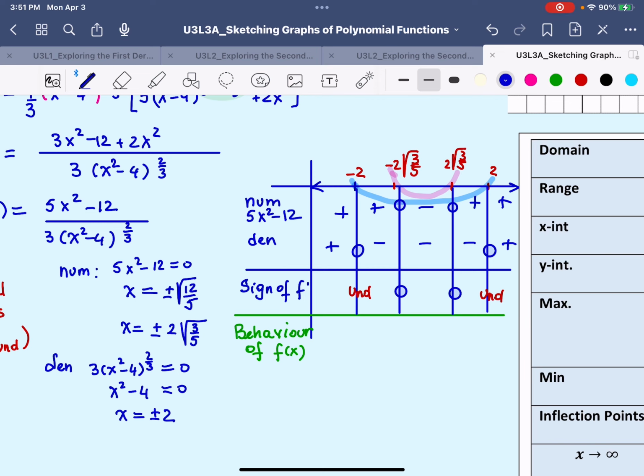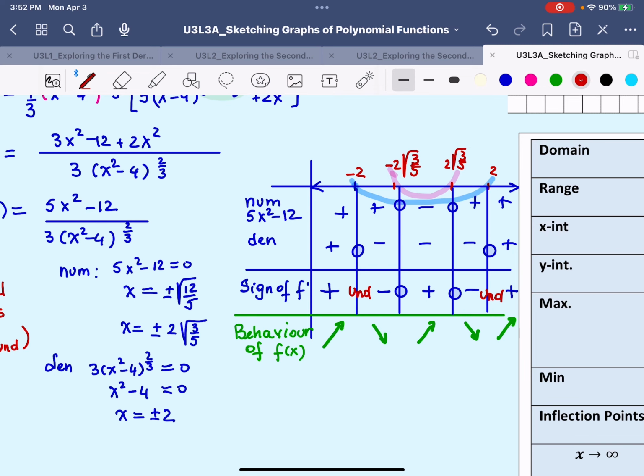So let's marry the signs together. Two positives will make a positive. A positive divided by a negative will make a negative. Two negatives will make a positive, and two positives, a positive. So we're going to say that when it comes to the behavior of the function, we'll have an increasing and then decreasing and then increasing and then decreasing again and increasing function.